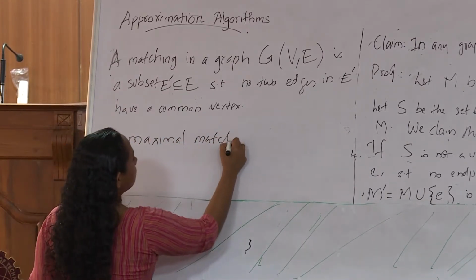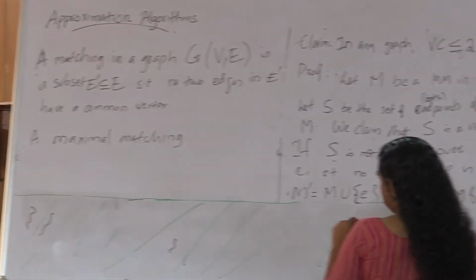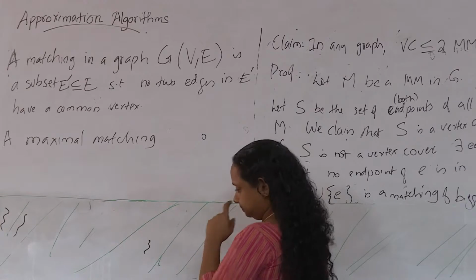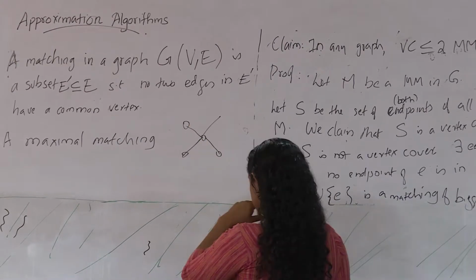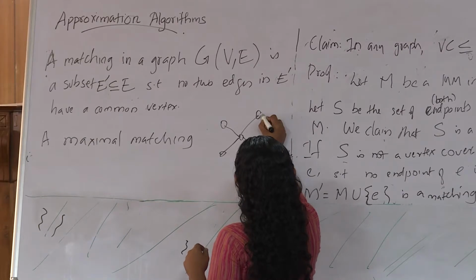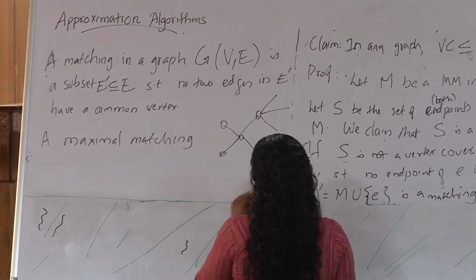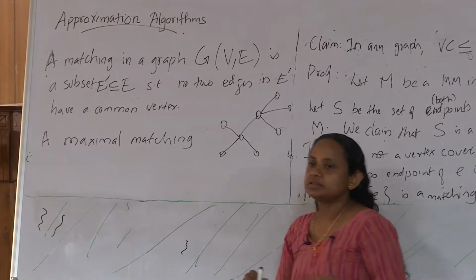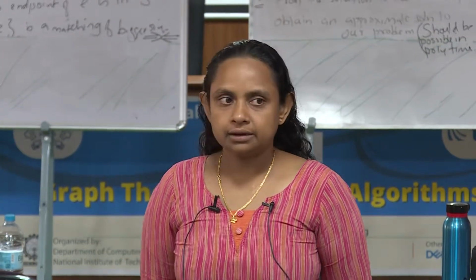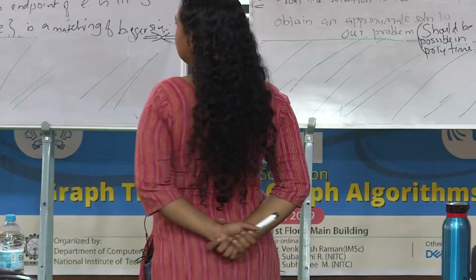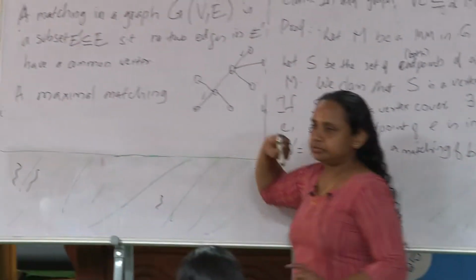A maximal matching need not be a maximum matching, okay? So, take this example, take this graph. What is the size of maximum matching in this graph? It is 2, right? You can find 2 edges which are independent. You cannot find more than 2 edges which are independent. So, 2 is the size of maximum matching, right? So, say these 2 edges you can take, for example.